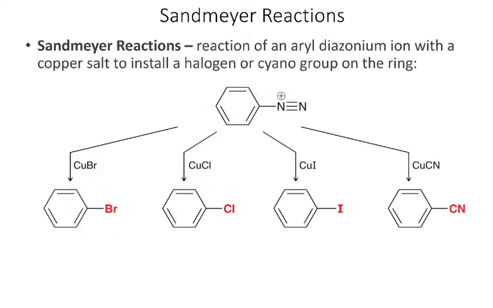Of course, we know we can just do electrophilic aromatic substitution to get bromide and chloride ions. We can't use electrophilic aromatic substitution to get iodide ions, so this is a very convenient way to do that. We also hadn't seen any reactions where we could directly add a CN group to a benzene ring. So this gives us a way to get that functional group onto our benzene ring.